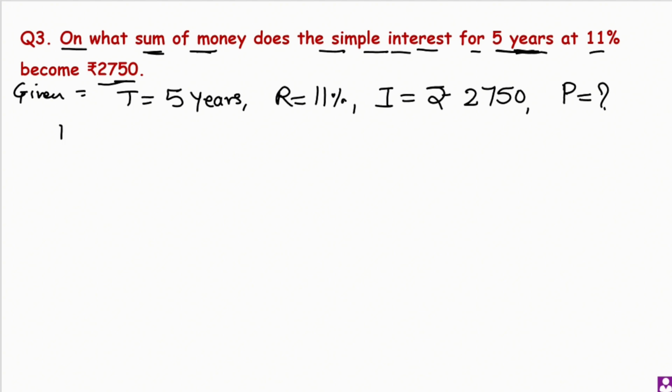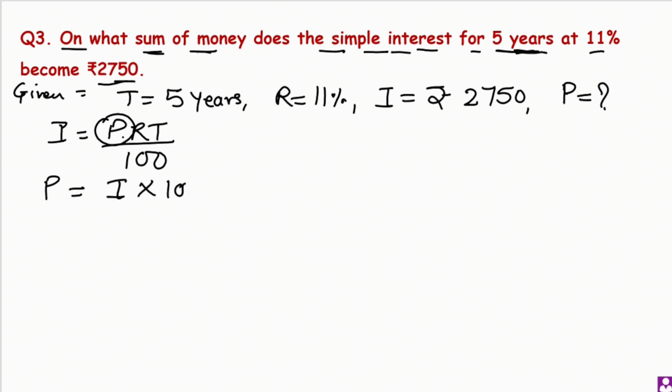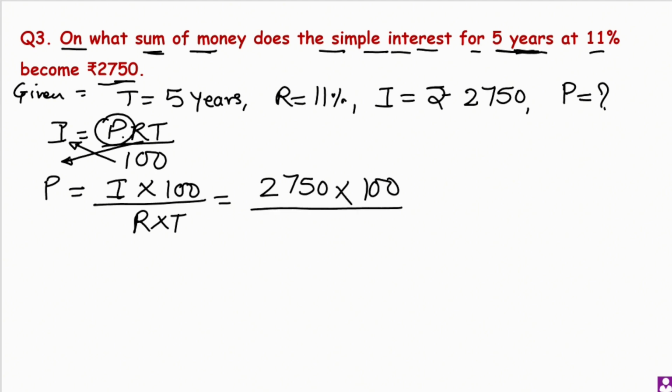We have the formula I equals to PRT over 100. Here we need to calculate P. So I'll keep the P here and transpose all other values to the other side. So P equals I times 100 over R times T. This 100 will go up and this R and T will come down. So I is given 2750 times 100 over, what is R given? 11. What is T given? 5 here.